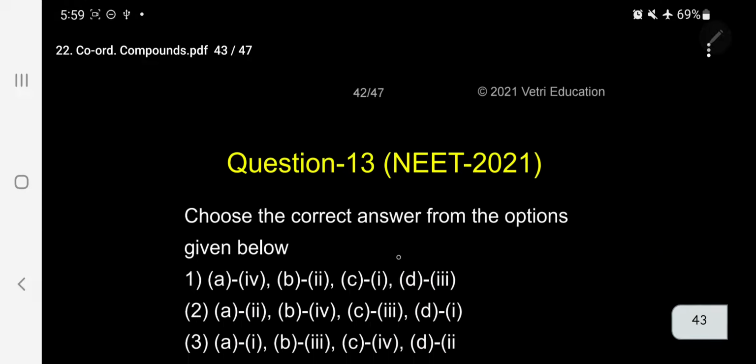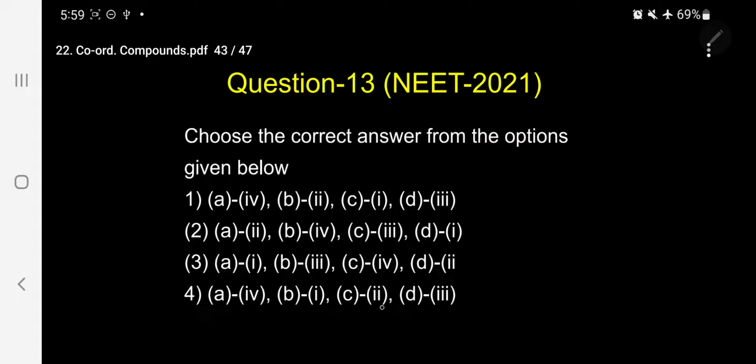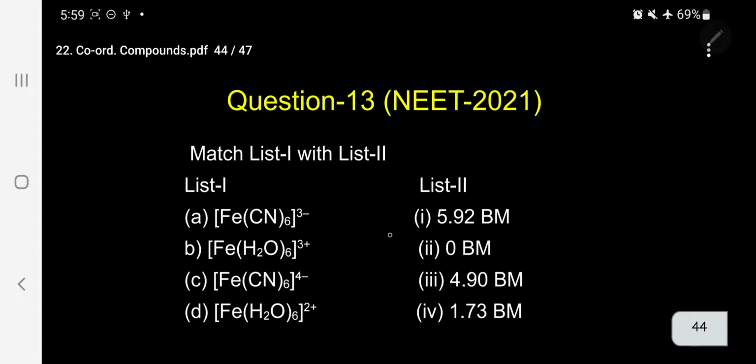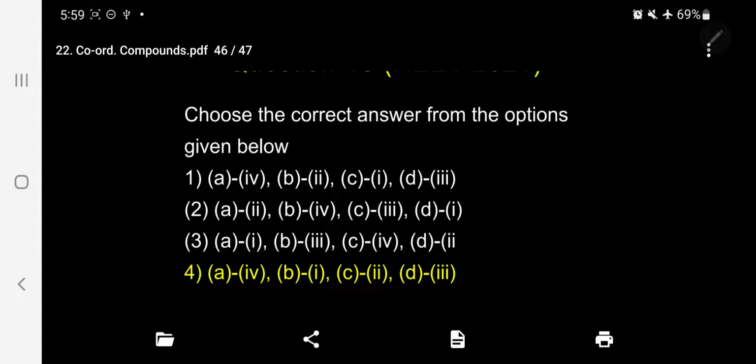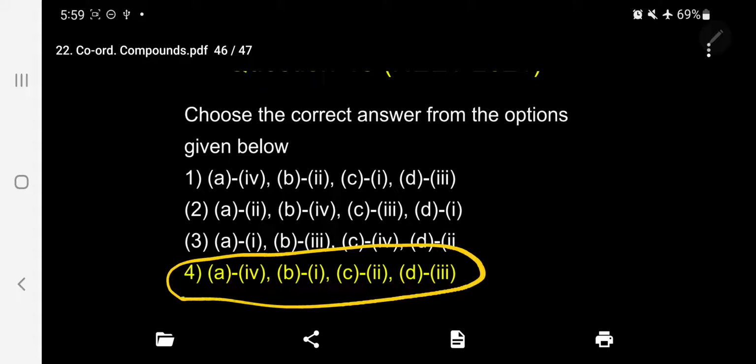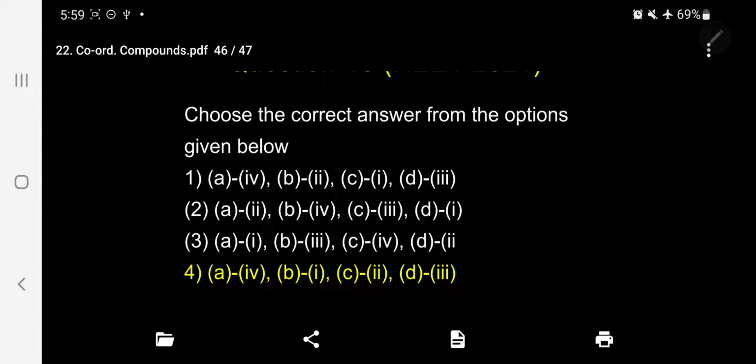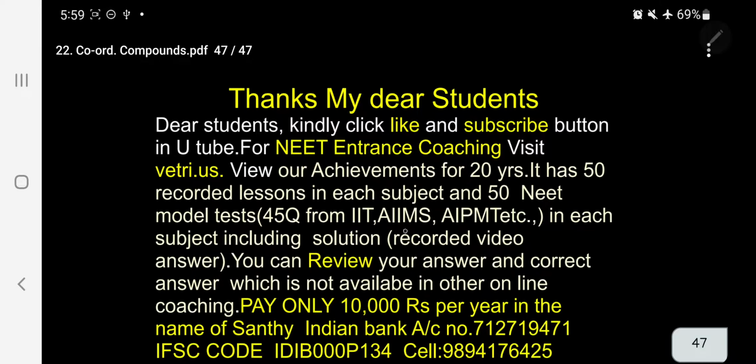Options are given here. Now I have already worked it out. Now just see here, this is the correct answer: A4, that is B1, C2, D3. This is the correct answer. So I have come to the conclusion, my dear students.